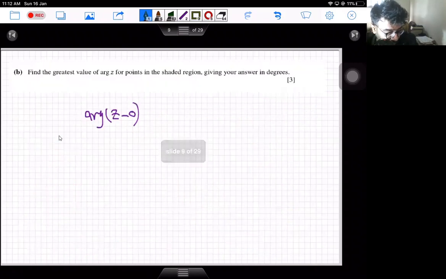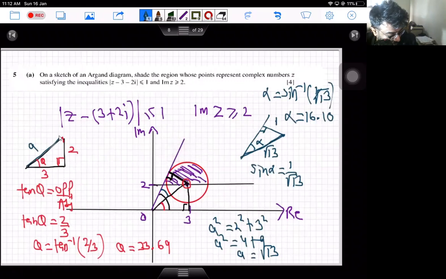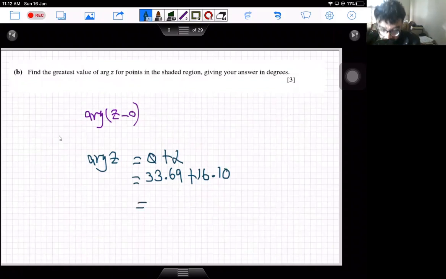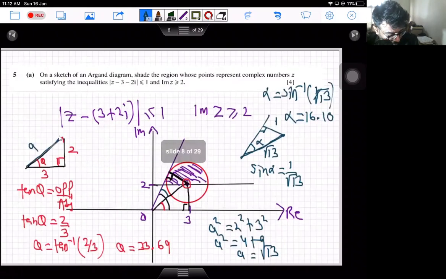So the greatest value of argument of z would be theta plus alpha, and theta is 33.69 and alpha is 16.10. We need to give our answer in degrees, and whenever you give your answer in degrees, you need to give it correct to one decimal place. So 33.69 plus 16.10 is 49.79, and correct to one decimal place, this is 49.8 degrees. This is supposed to be your final answer. Okay, this was question number 5.